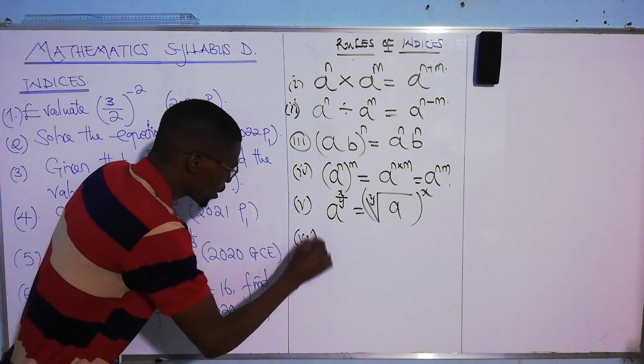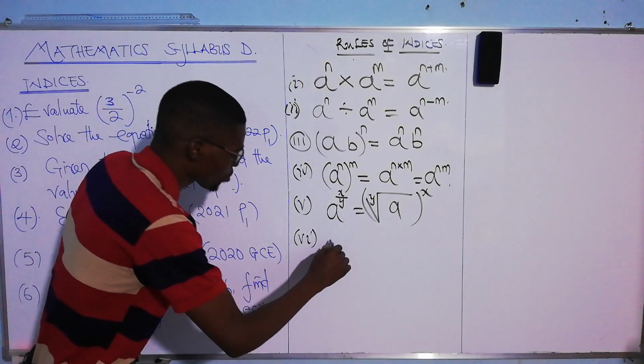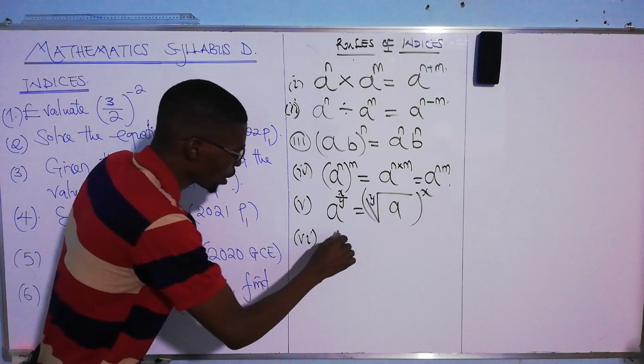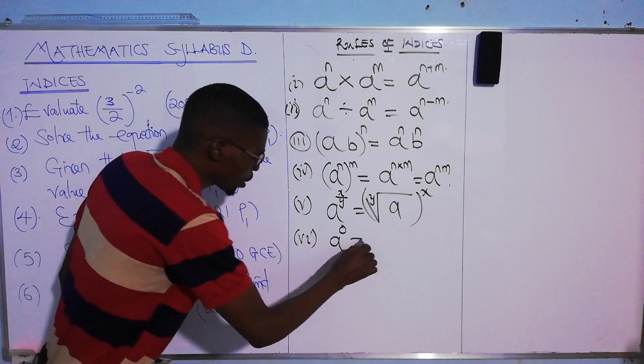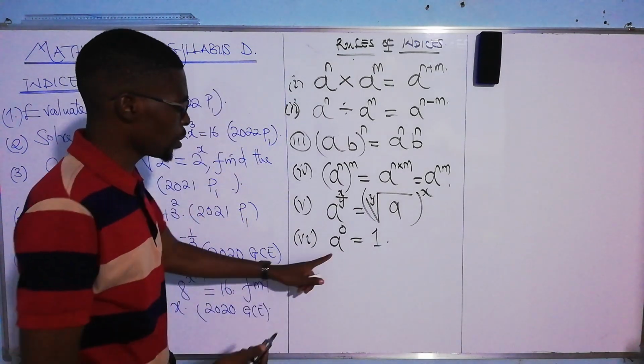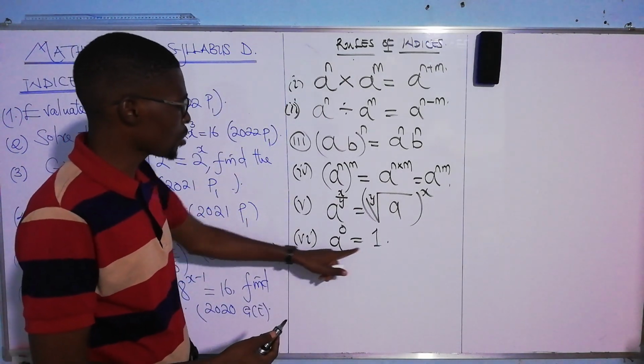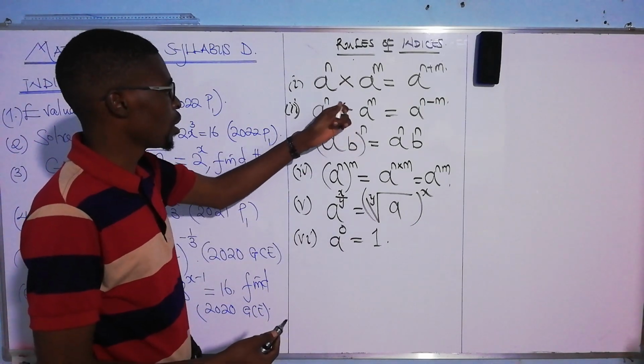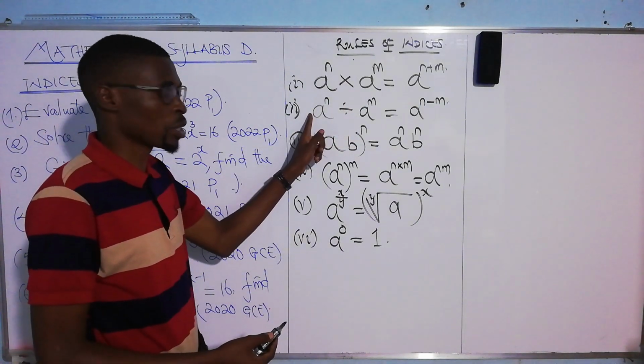The sixth, we have a to the power 0. What is a to the power 0? This will always give us 1. The reason is simple. You can check that this will be 1 using this rule here, rule number 2.